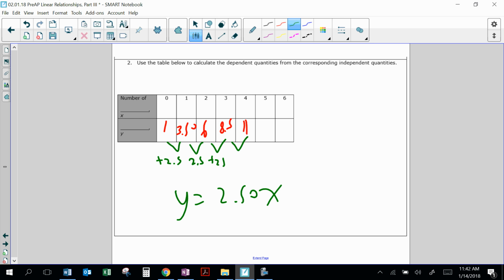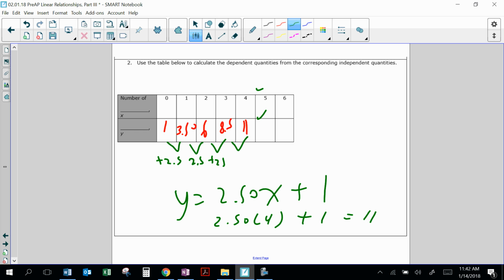But is that the answer? But what was the initial value? 1. So it's 2.5x plus 1. Let's check our work. What's 2.5 times 4? That's 10. Plus 1 more is 11. So check, check. It works.